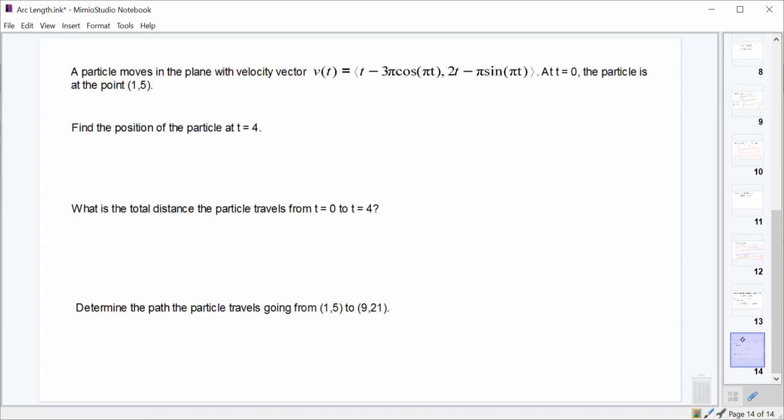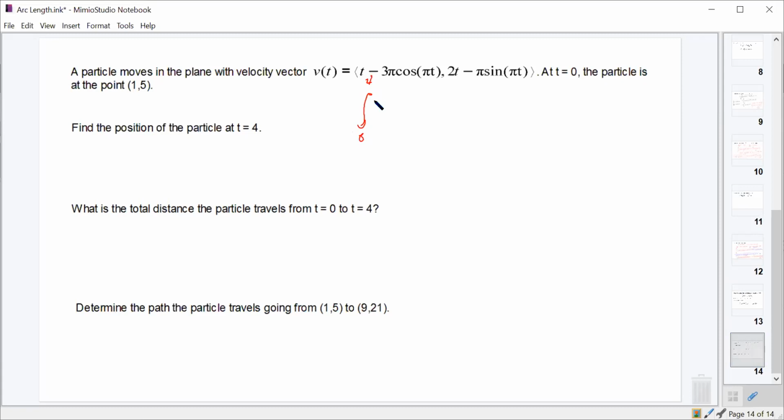We would like to integrate from 0 to 4 and then add that to 1, 5. Okay, so let's do that. So we'll integrate from 0 to 4, and we're going to do that for both of these, right?